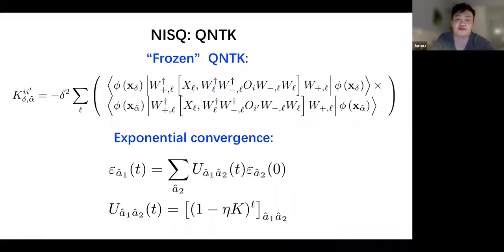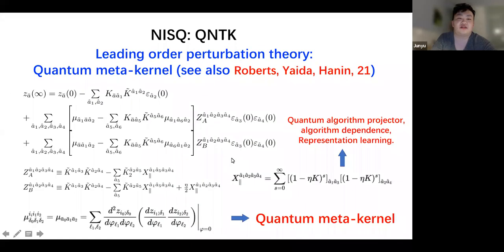But the basic principle of this learning case is almost the same as the warm-up example, where you have a similar exponential decay, and in the case with a sufficiently large number of training parameters, you will get an almost fixed QNTK. And that's the story for the learning case.